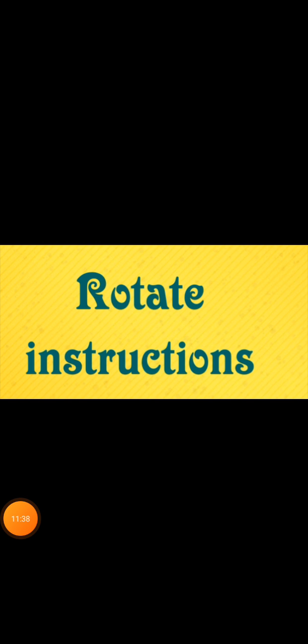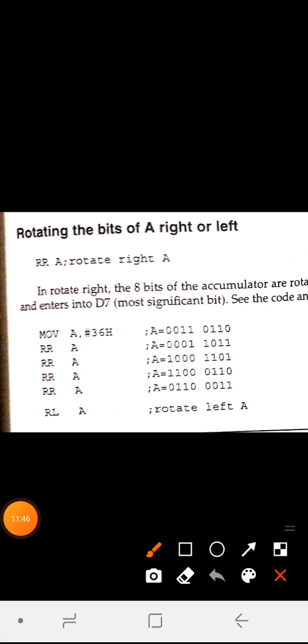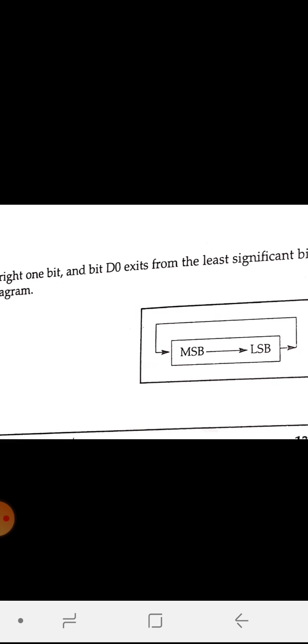Next we will move on to rotate instructions, making your data be rotated either left or right. So first we will take RR A, nothing but rotate right. You can rotate the bits either left or right. So this is the representation you have.